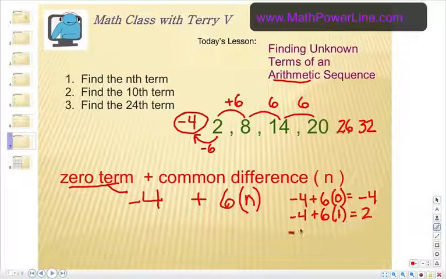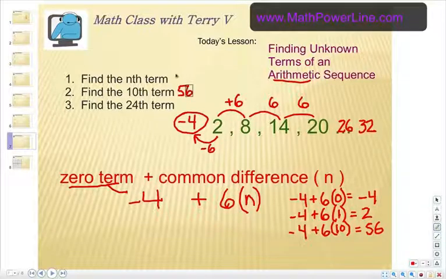Let's go ahead and answer the second question. What's the 10th term? Well, we start with the -4 0 term, and we're going to add to it multiples of 6. 10 multiples of 6, because it's the 10th term. So that'd be 60. Take away 4, 56. So over here, the answer would be 56.